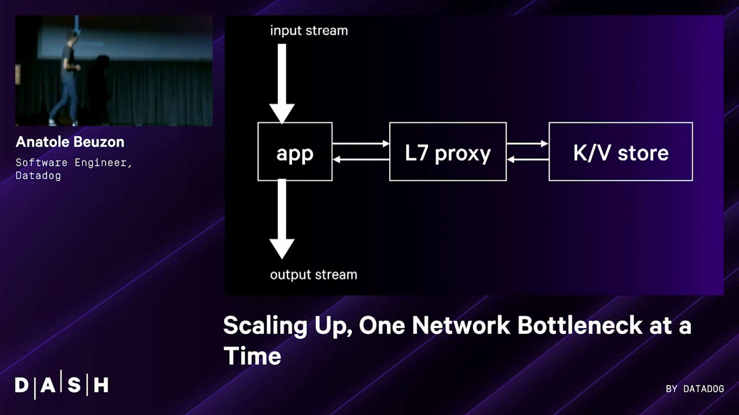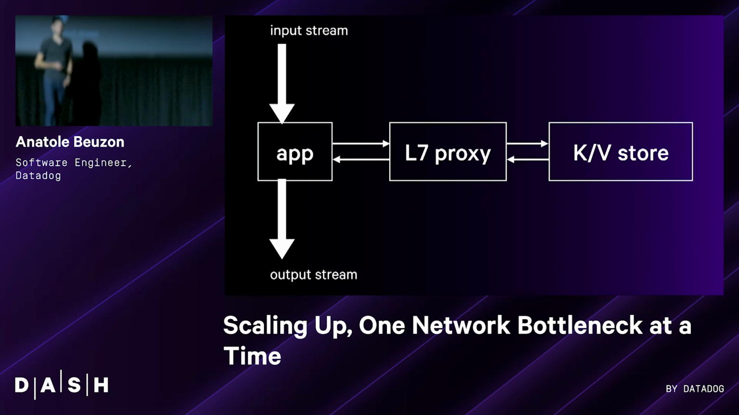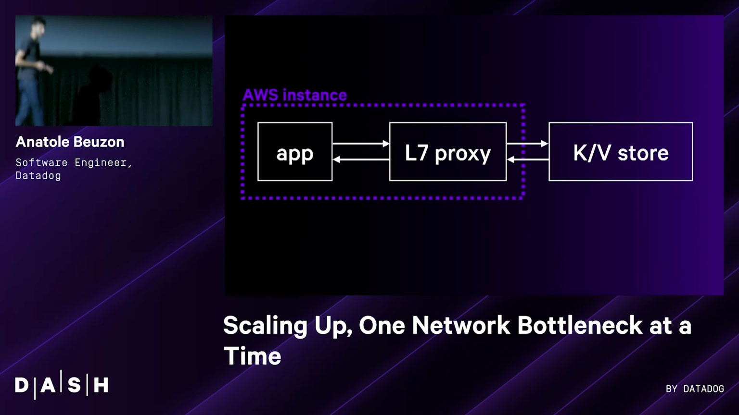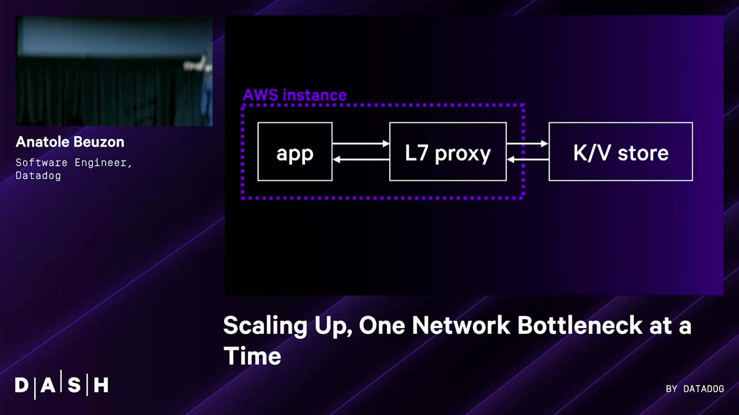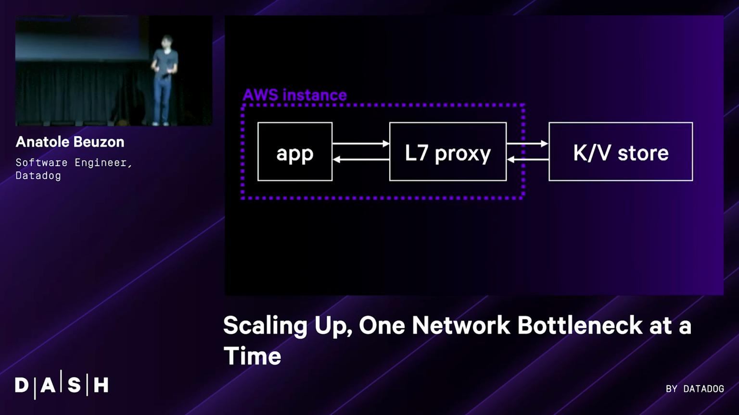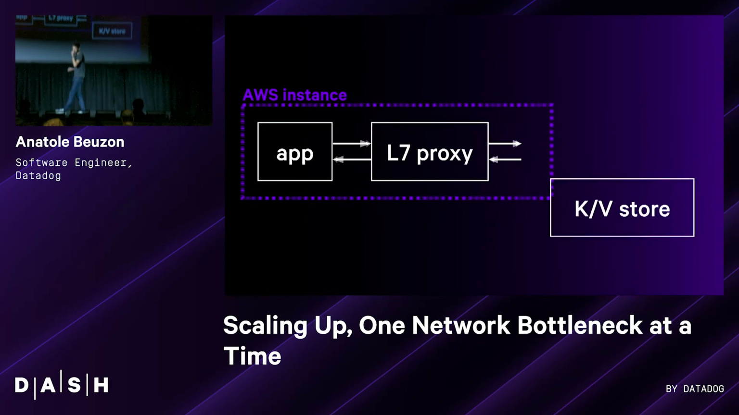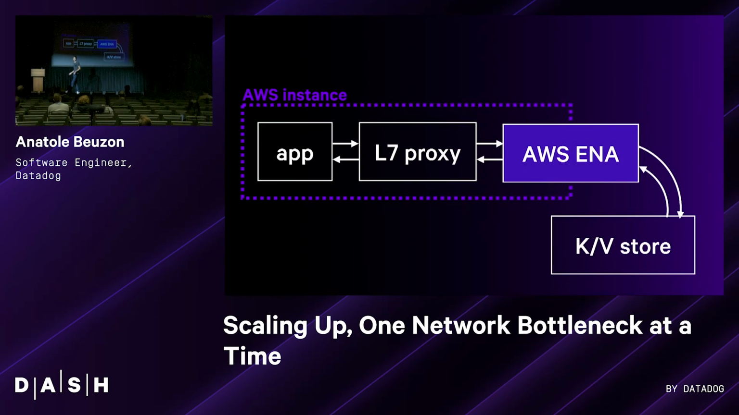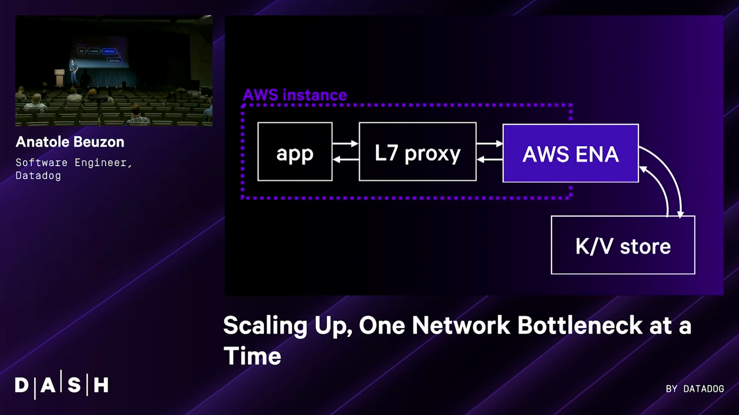Now, to make this diagram a little clearer, I'm going to remove the inputs and outputs because they're irrelevant from now on. That's better. And one thing we haven't mentioned so far is that both the app and the proxy are actually co-located on a single host. They're interacting with each other over localhost. Now, one might wonder, how exactly does the host communicate with the key value store? Well, it uses a network interface provided by AWS called the Elastic Network Adapter.